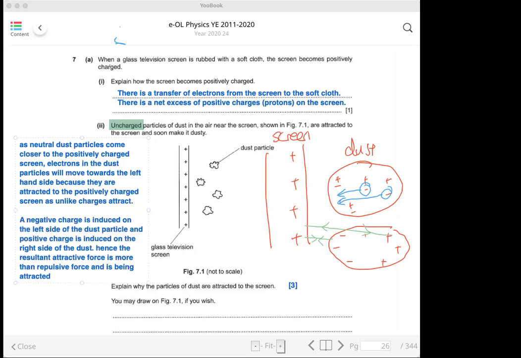Okay, so that's the first mark. The neutral dust particles come closer to the positively charged screen. The electrons in the dust particles will move towards the left side, because they are attracted to the positively charged screen as unlike charges attract. Therefore, the left side of the dust will be negatively charged and the right side of the dust will be positively charged.